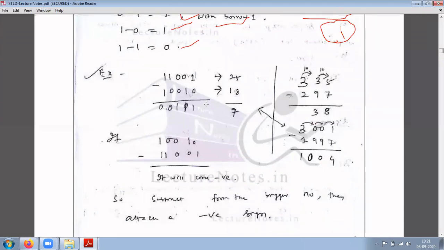Now I am subtracting 25 minus 18. You write the equivalent value of 25 and you write the equivalent value of 18. Then you subtract. So 1 minus 0 is how much? 1 1. Then 0 minus, can you subtract 0 minus 1? देखो इसको समझो, try to recall, try to relate with decimal.